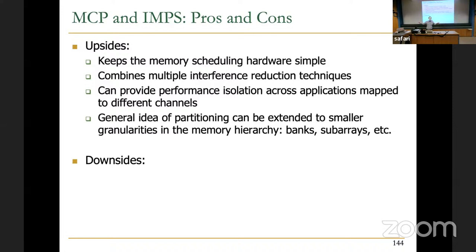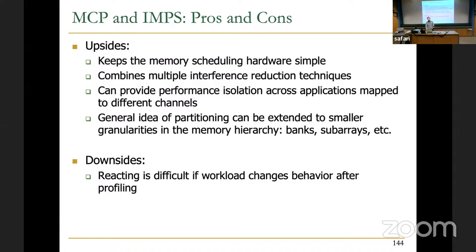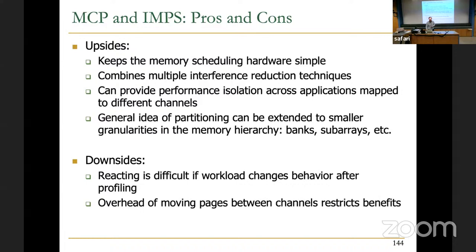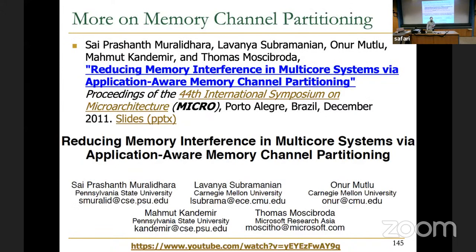So the downside is that reacting is difficult if the workload changes behavior after profiling. You figured out that the application is low intensity, so you allocated one channel to them, but then the application changes behavior, it becomes high intensity, and it basically ruins your channel partitioning. Adapting to this is very difficult because you have to move the data, and moving data is something that we don't want to do, right? Yeah, the overhead of moving pages between channels restricts benefits if you actually do this. And yeah, you can imagine other downsides also. But this is a paper that introduced the idea, and a lot of other work built on it to do bank partitioning, for example, but it's very similar ideas. Which granularity you do it at is, I think, interesting. I think it's good to do it at finer granularities, but don't lose the big picture of the coarser granularity as well.